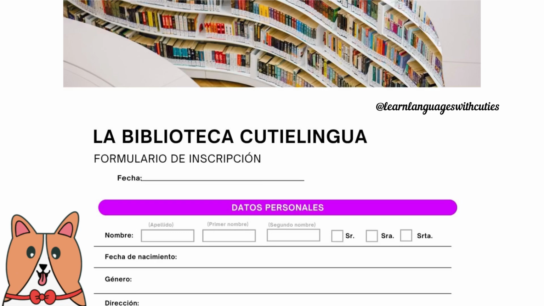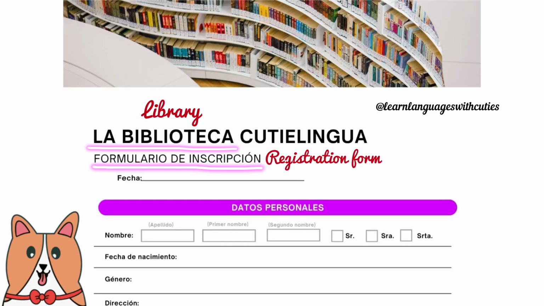So the first one is La Biblioteca, which means library. The next one is Formulario de inscripción, which means registration form. The next one is fecha, which means date. The next is datos personales, which means personal information.